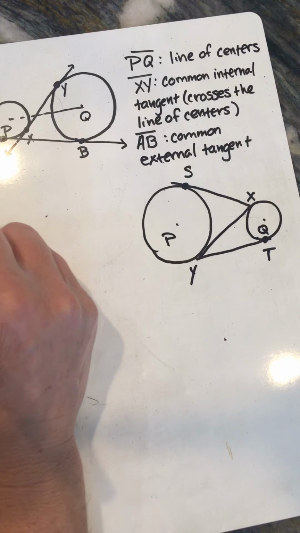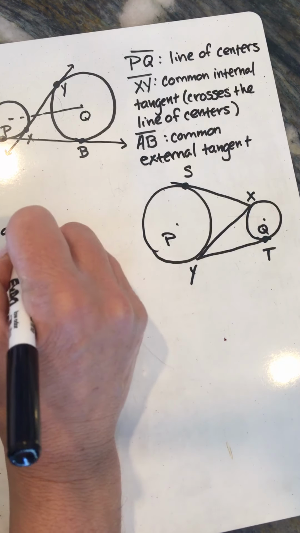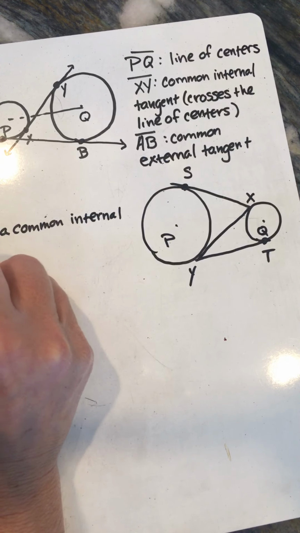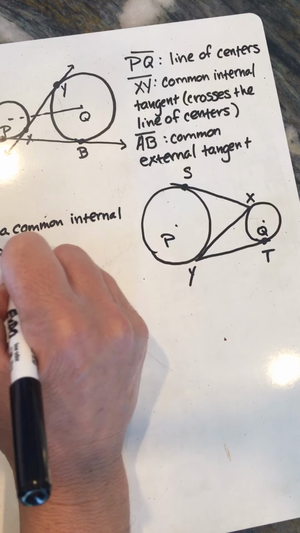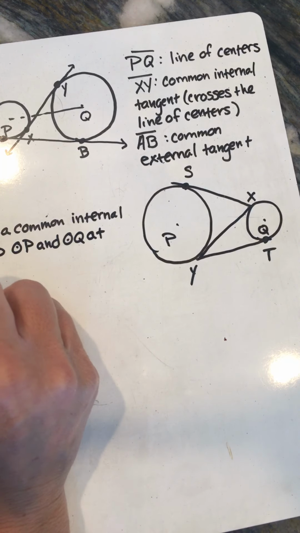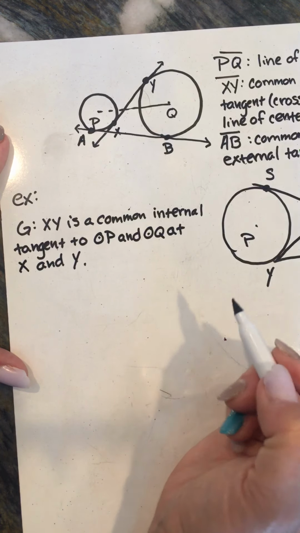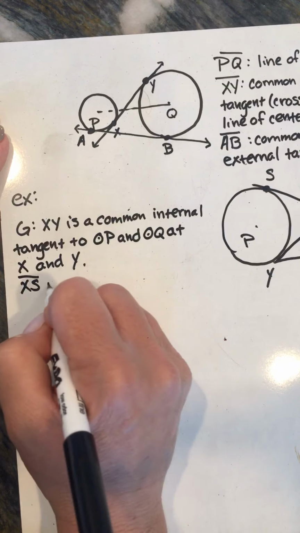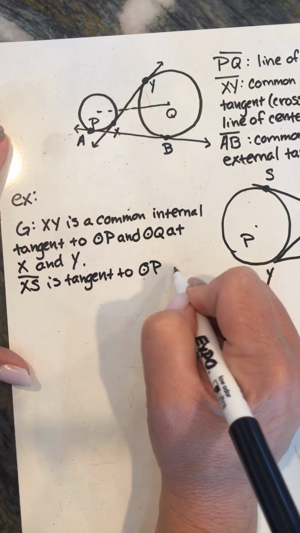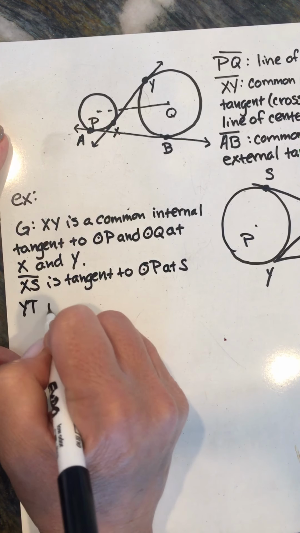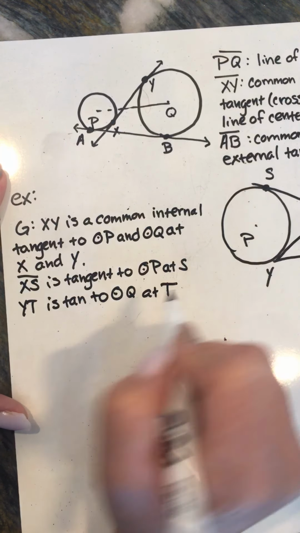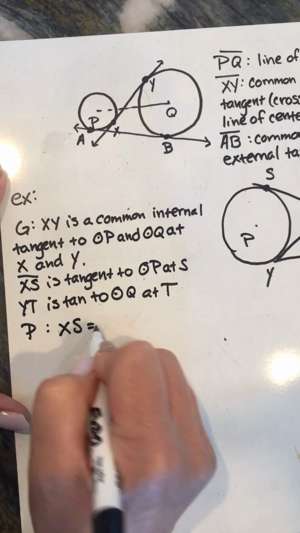We are given that XY is a common internal tangent to circle P and circle Q at points X and Y. And we're also given that XS is tangent to circle P at S, and YT is tangent to circle Q at T. We're going to prove that XS is congruent to YT.